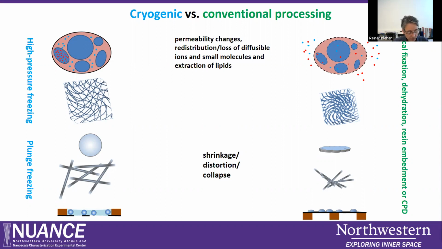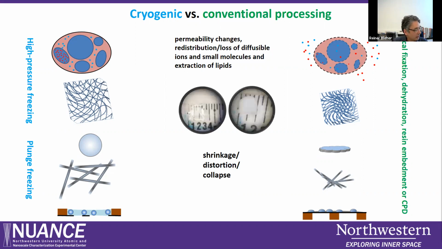Each of these processes can induce changes or artifacts in the samples. For example, permeability changes lead to redistribution and or loss of diffusible ions, and small molecules can also be lost or extracted, like lipids. Also, we can observe shrinkage, distortion, or collapsing of smaller samples during conventional processing.